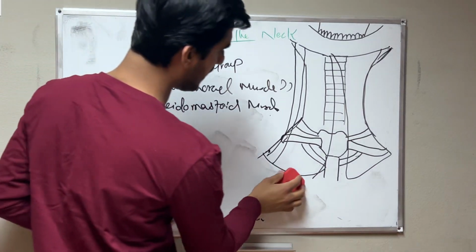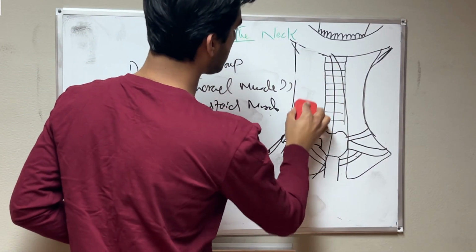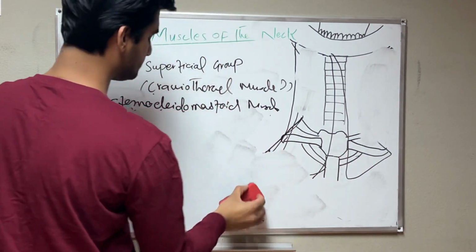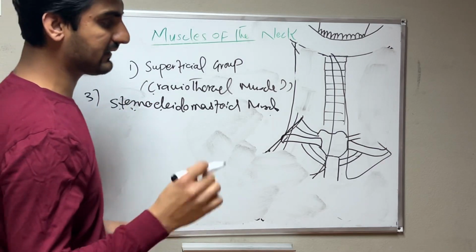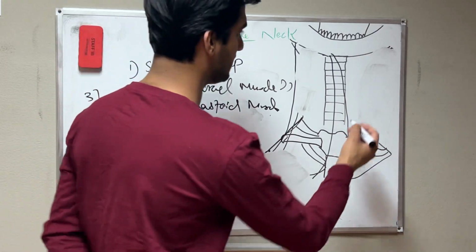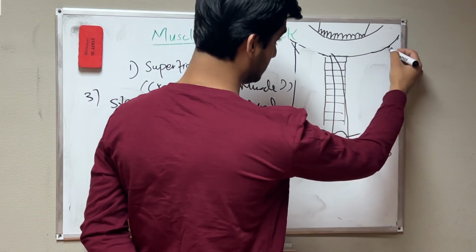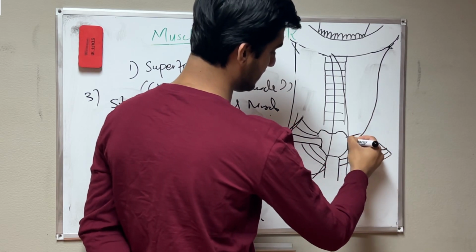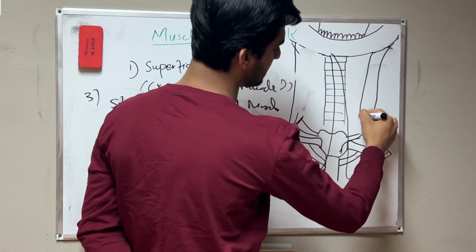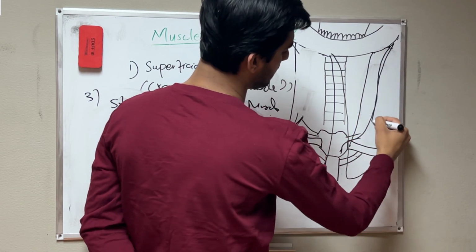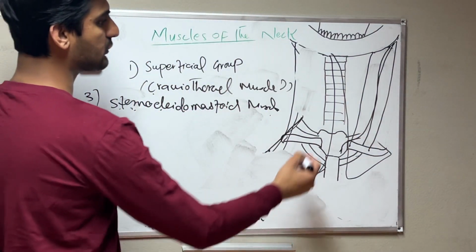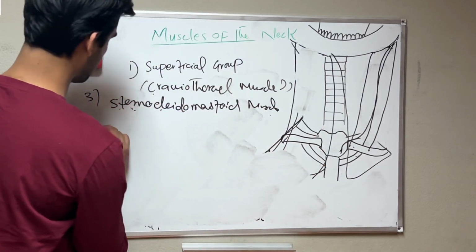Now, here is the platysma muscle we discussed. This side I will show you the sternocleidomastoid. We have two parts: the anterior sternocleidomastoid muscle, and then the posterior cleidomastoid muscle. This is the sternum and this is the clavicle. One is in front, anterior, and one here posterior. This is the sternocleidomastoid muscle.